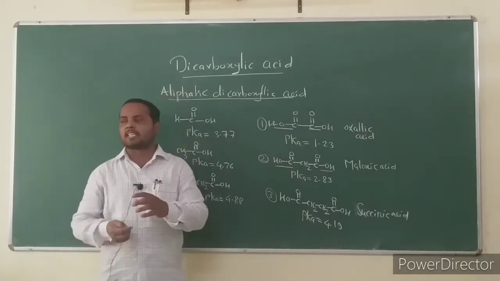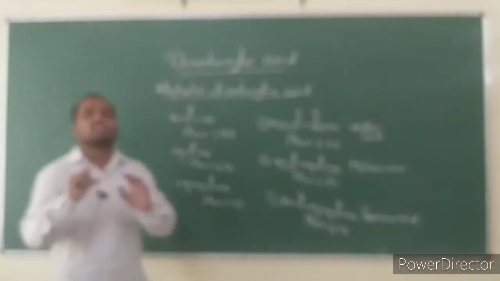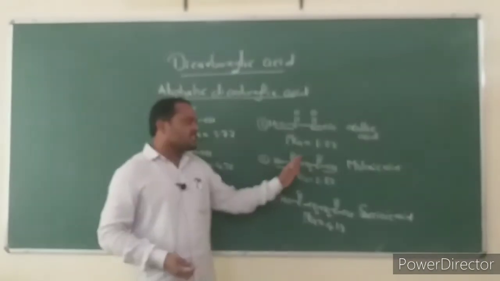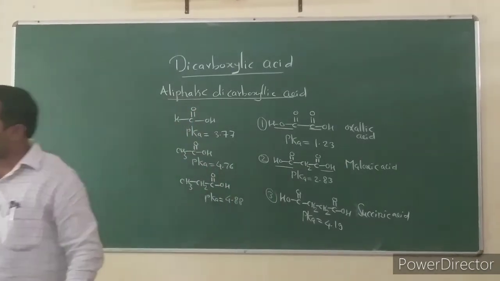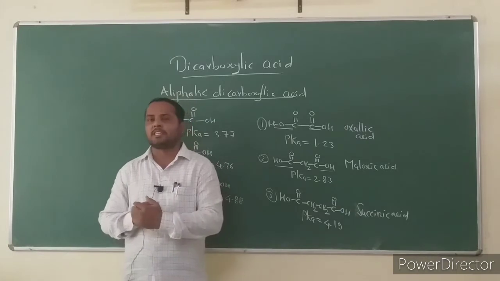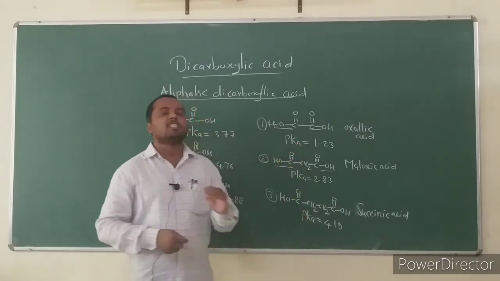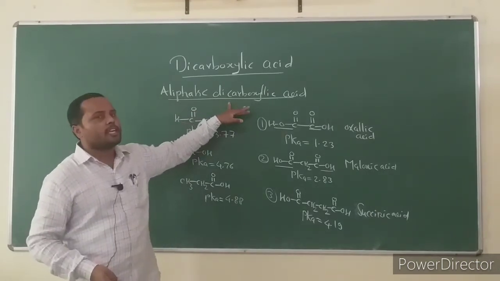What is the role of the minus I effect? The minus I effect generally helps the dissociation of the acid, the dissociation of the OH group. As the distance between two carboxylic groups increases, the minus I effect decreases, and as the minus I effect decreases, the dissociation of the given acid decreases, the stability of the conjugate base decreases, and acid strength goes on decreasing. This is the acid strength of aliphatic dicarboxylic acids.